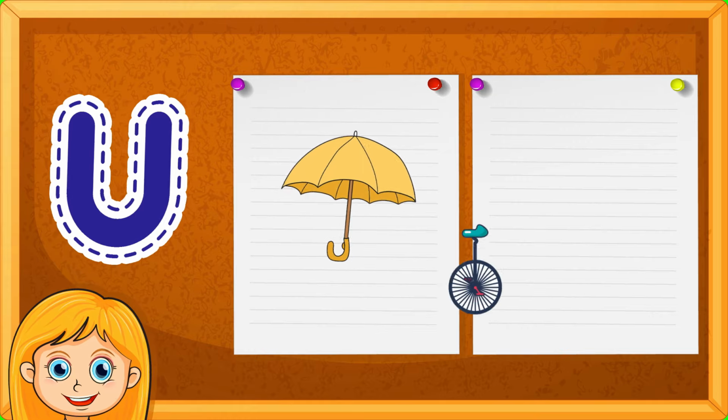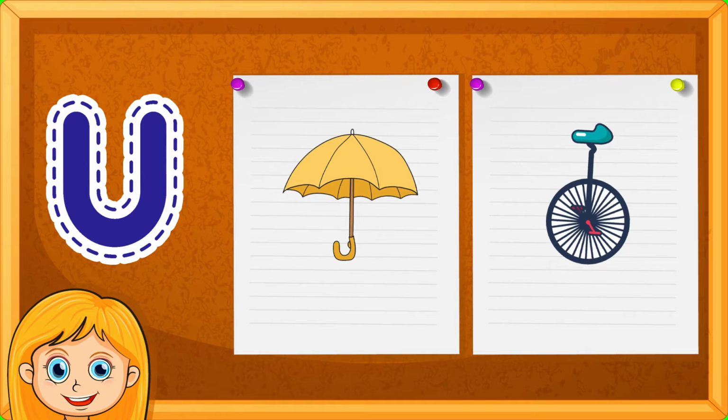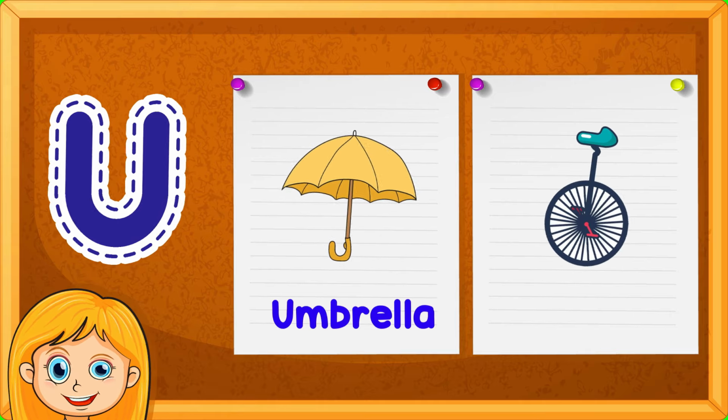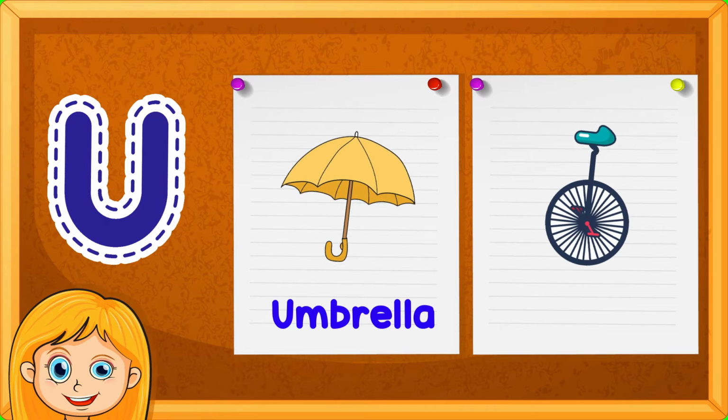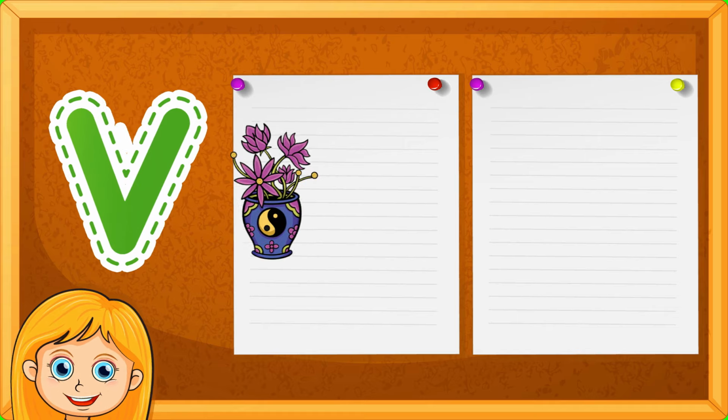U is for umbrella. U is for unicycle. U is for umbrella. U is for unicycle.